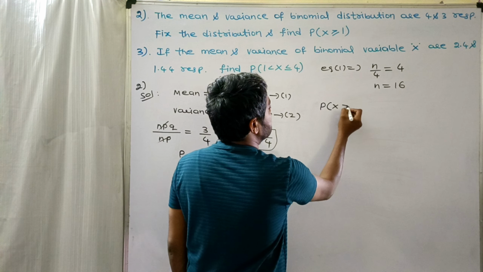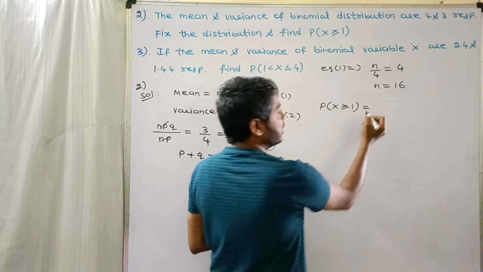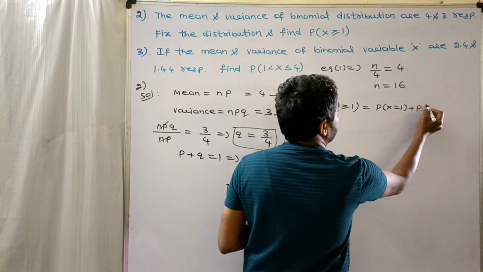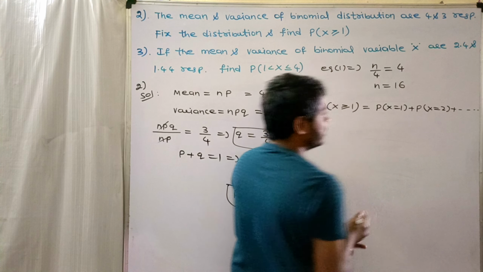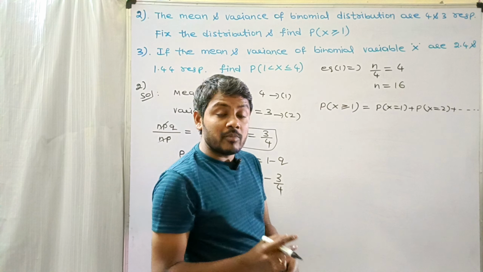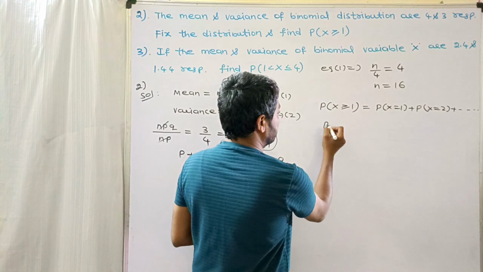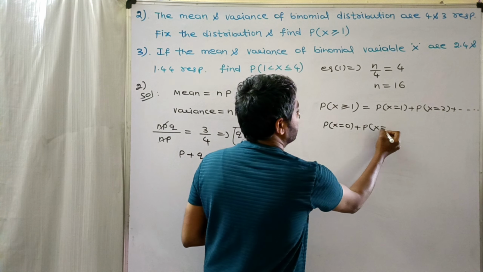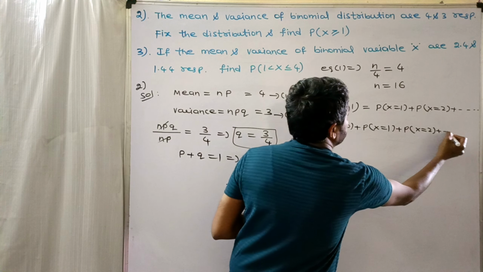Now we can find P(X greater than or equal to 1). We can write it as P(X=1) plus P(X=2) plus and so on. And we know that the sum of the probability values is 1. So that is, P(X=0) plus P(X=1) plus P(X=2) and so on.